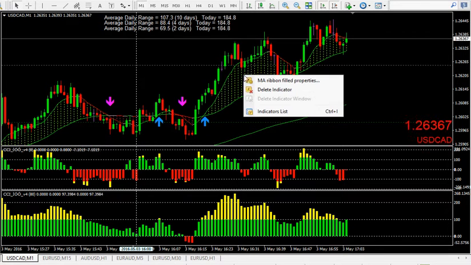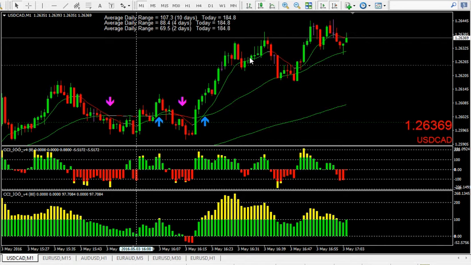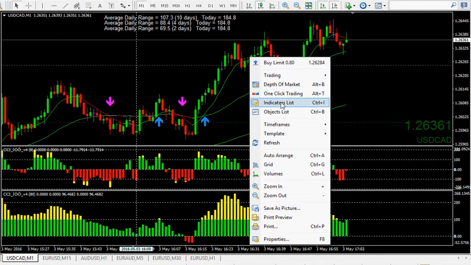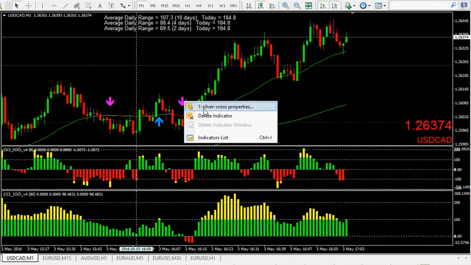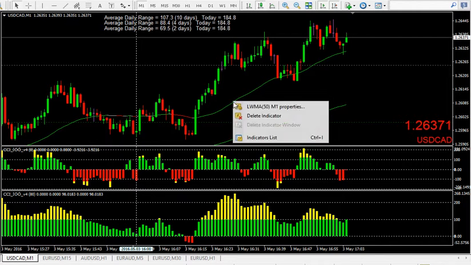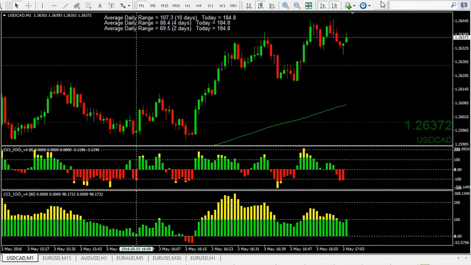So let's get rid of all this rubbish on the chart and show you how nice it looks without indicators on there. There you are, clean chart.